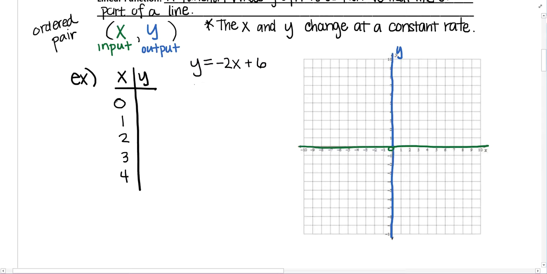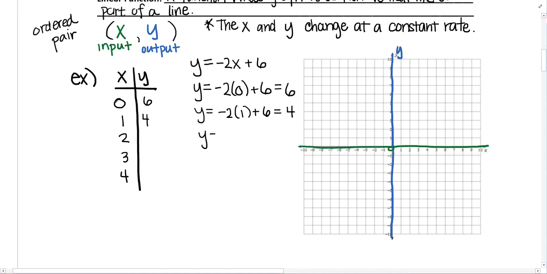So essentially what I'm doing is I'm putting the 0 in as an input for x, and I'm figuring out what the output is. This is going to give me 6. Alright, and then I'm going to do that for each of these. So I'm going to plug in 1. This is going to give me 4. I'm going to plug in 2. This is going to give me 2. And 3. This is going to give me 0. And 4.